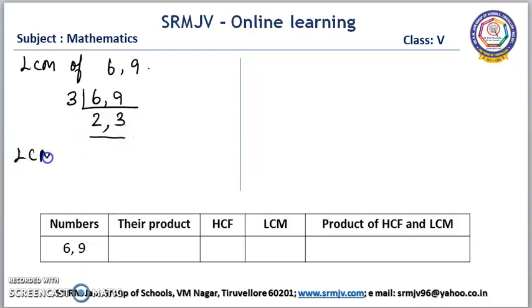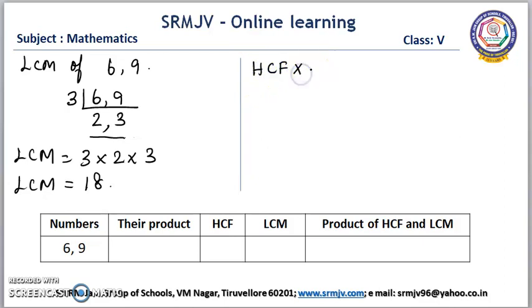To find the LCM, we have to multiply all the numbers. 3 into 2 into 3. Here 3 2s are 6, 6 3s are 18. So LCM is 18. LCM of 6 and 9 is 18. Now we have to find the product of HCF and LCM. We are going to multiply HCF and LCM. HCF is 3. LCM is 18.